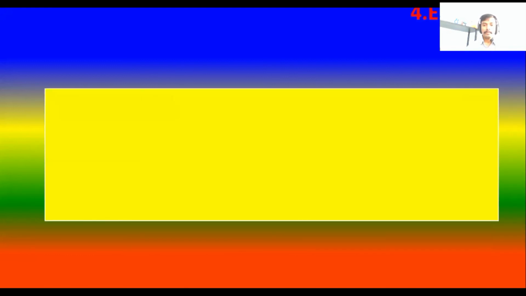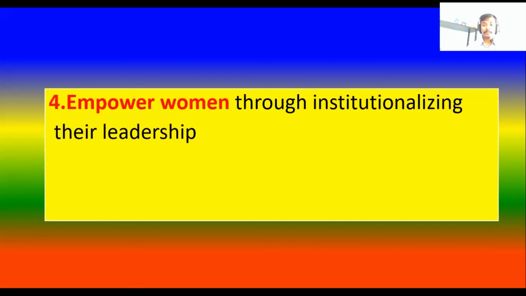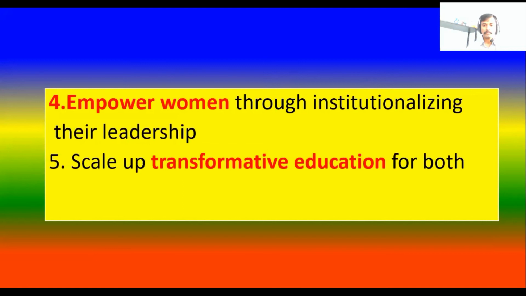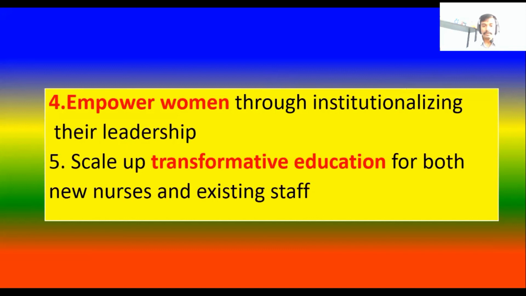Then empower women through institutionalizing their leadership. Fifth, transformative education, which means transferring to a higher level. New nurses, existing staff, that is the aim now, this voice by nurses. So nursing education has been transformed into sustainable. Every nursing practice and activity becomes sustainable.